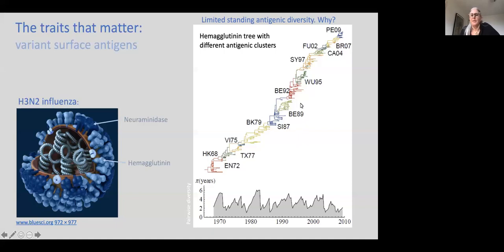Now, you see here to the right H3N2, and a typical tree of the seasonal influenza H3N2. Of course, this is a tree from the genetic sequences, but what you see with the colors here are the different clusters corresponding to different phenotypes. So these are seen by the immune system as distinct, and these can be really tested with assays, and so we know that there are these clusters.